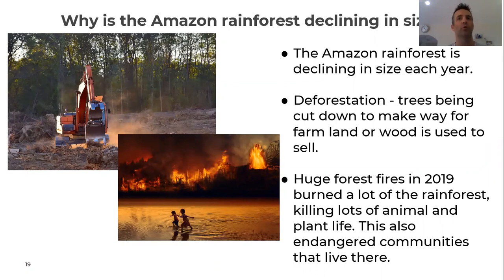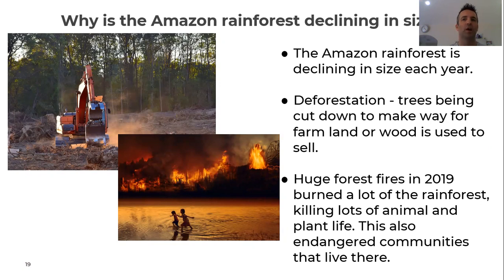Now, one huge problem for the Amazon rainforest is something called deforestation. That's a very long word, so let's practice that one. My turn, your turn. Deforestation. Well done. So deforestation means when trees are being cut down in order to make way for farmland or to have wood to sell for construction.